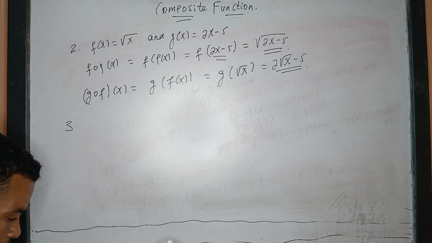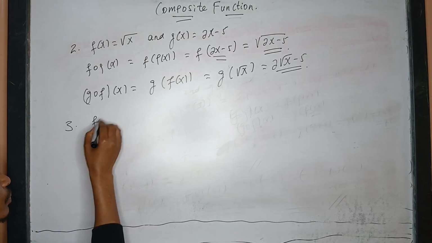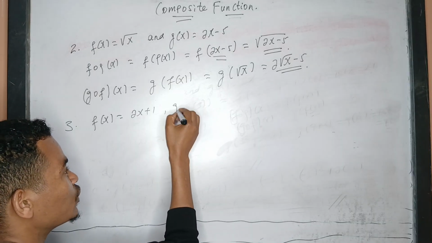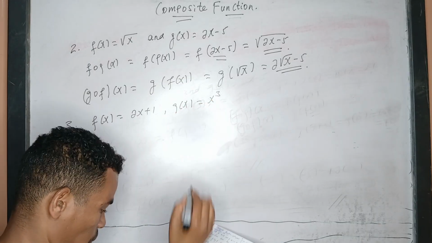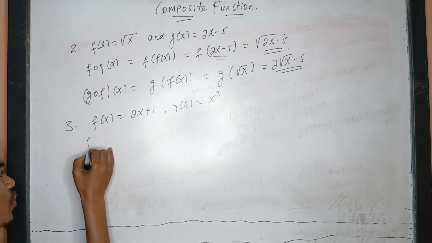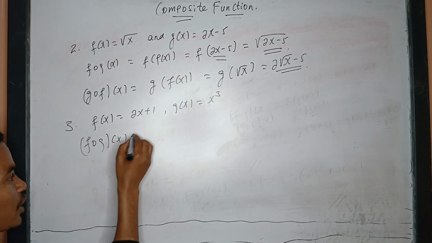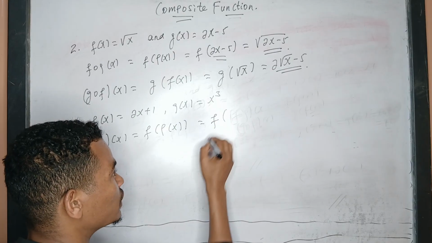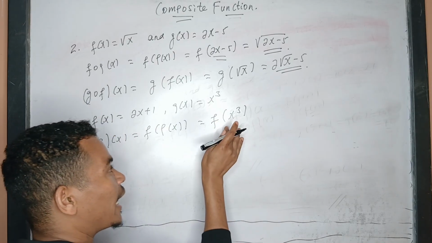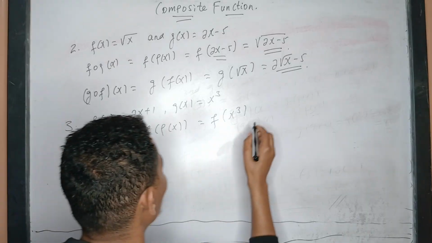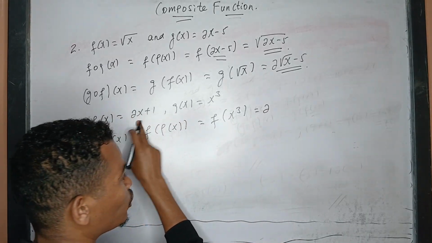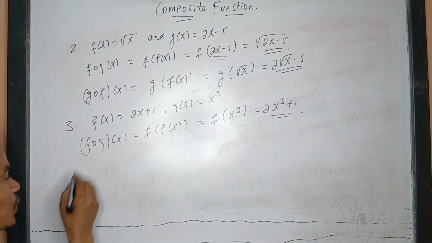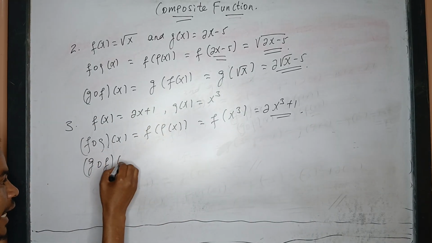Question number 3. Let f of x is equal to 2x plus 1 and g of x is equal to x cubed. Then f of g of x is the same with f of g of x. That is, g of x is x cube. We insert x cube into the function f. That is 2 times x cube plus 1, in place of x putting x cube.